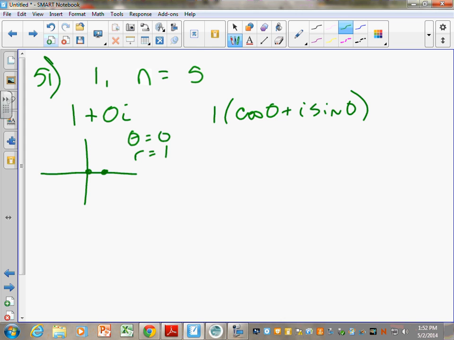Now you do the fifth root. So now this is what we had to do: k equals 0, k equals 1, k equals 2, k equals 3, k equals 4. Hopefully you can see the pattern here.